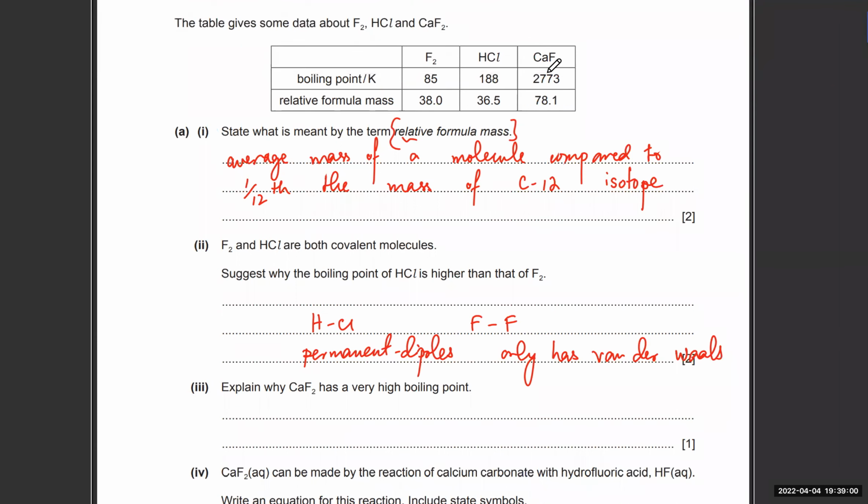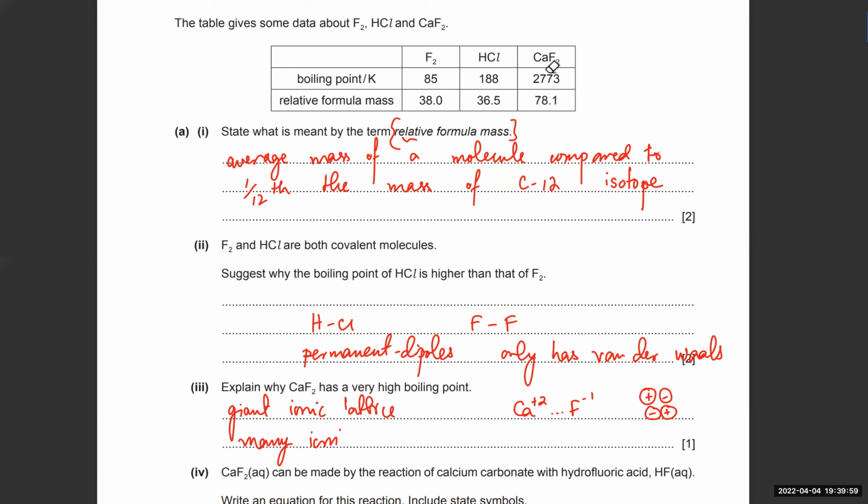Explain why CF2 has a very high boiling point. What's going on with CF2? Why is its boiling point so high? It's an ionic compound. So the reason CF2 has a high boiling point is that it's not a molecule, it's a giant ionic lattice. It's got positive and negative ions all attracted to each other. There are a lot of positive ions and a lot of negative ions, and they would all be strongly attracted to each other, so you would have to break a lot of ionic bonds. So the first mark would probably be for it being a giant ionic lattice, and many strong ionic bonds are present in that ionic lattice.